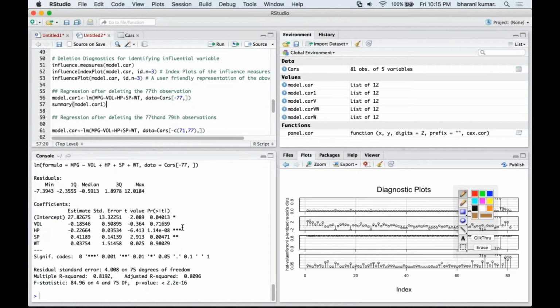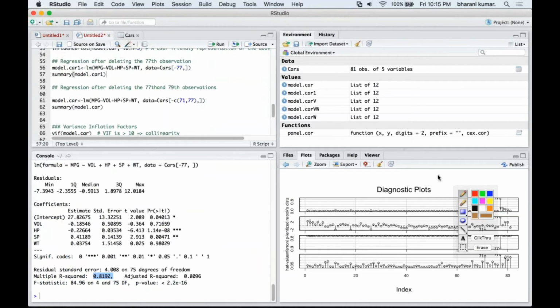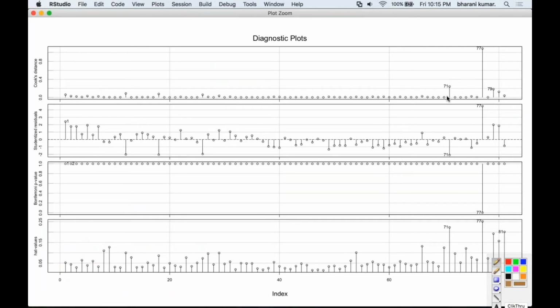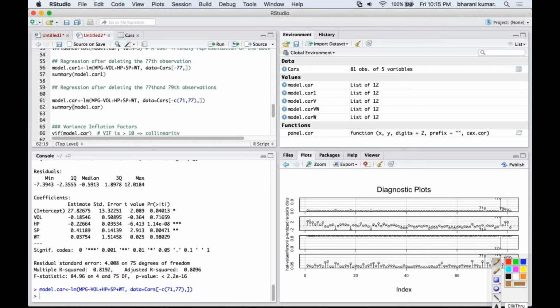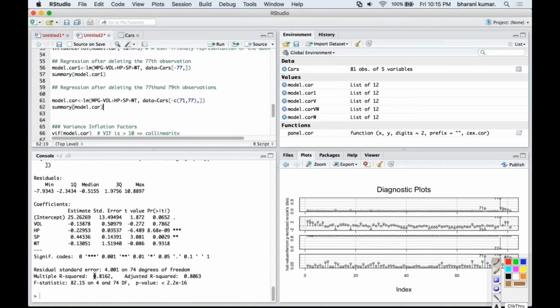When I do that, still volume and weight are not turning out to be significant. Of course, the R squared value has improved. Earlier it was 77, if you do not remember. Now it's 81. So removing an influential observation is going to heavily influence your model. If that doesn't do, you go with the next influential observation, which happens to be 71. I look into the deletion diagnostic, delete that also, and check whether the model accuracy is further increasing. No, it hasn't increased.